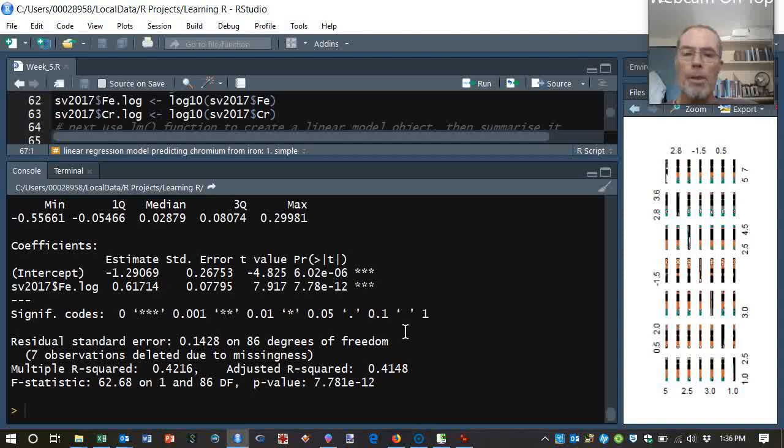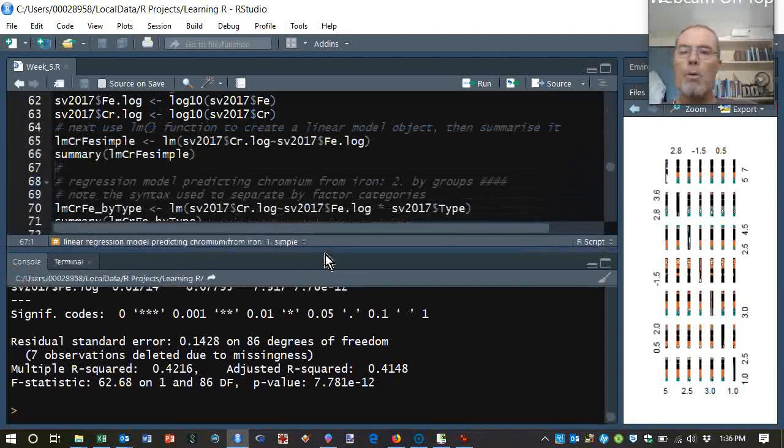A non-zero slope means dependence, and we have an adjusted R-squared value of about 0.41, which means that iron can explain about 41% of the variance in chromium when we've transformed the variables by a log transform. And the overall p-value quite low. We reject the null hypothesis that there is no relationship. So we could use this as a predictive relationship, but remember that we're only explaining somewhat under half of the variance in chromium with the variance in iron. It's not a perfect model for predictive purposes. How could we make it a little bit better?